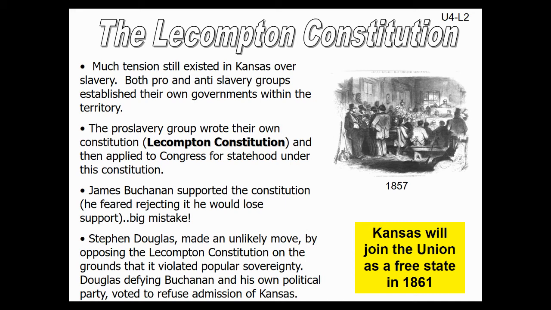So Douglas is defying Buchanan and his own party and votes to refuse admission to Kansas. Now, this will later cost Stephen Douglas when he runs for presidency in 1860. He will not get the full Democratic support. He'll only get Northern Democratic support. He will not get Southern Democratic support because the Southern Democrats will be upset with him because he is not supporting the extension of slavery by accepting the Lecompton Constitution. Now, eventually, Kansas will join as a free state in 1861.